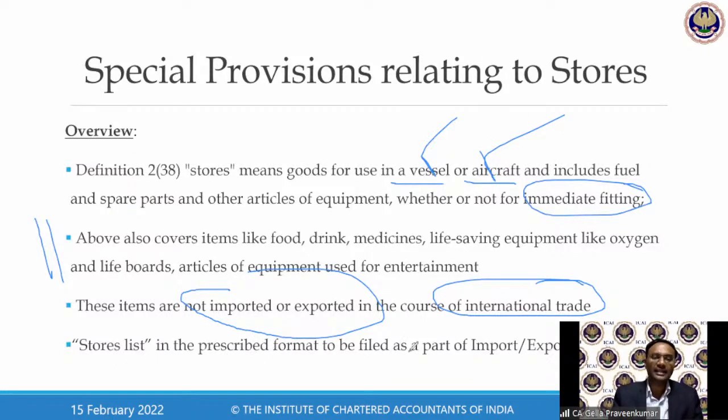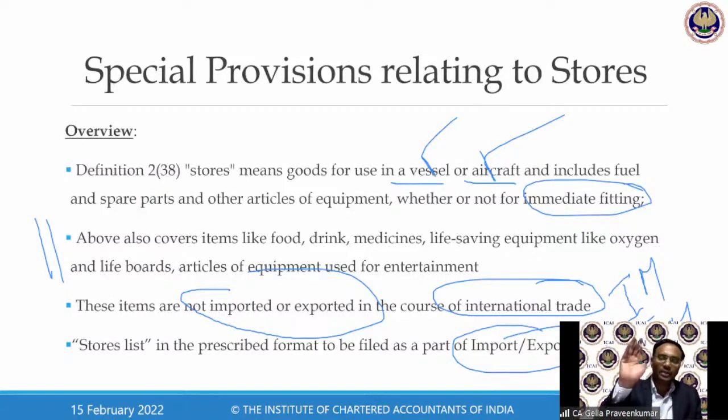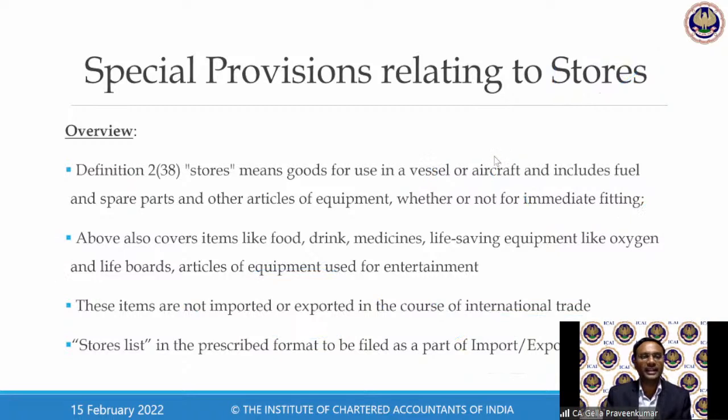Stores list is a prescribed format which is to be filed as a part of the import manifest or export manifest. So a person in charge, when he comes to India or goes out of India, always gives a declaration saying, look, I'm coming with these items. Also, he gives a list of stores. In most of the movies you would have watched, they say, I have food which is left for another 3 days. So they have a list of stores. Once they consume those stores, they take these items for consumption on an international flight, which is considered an export out of India.